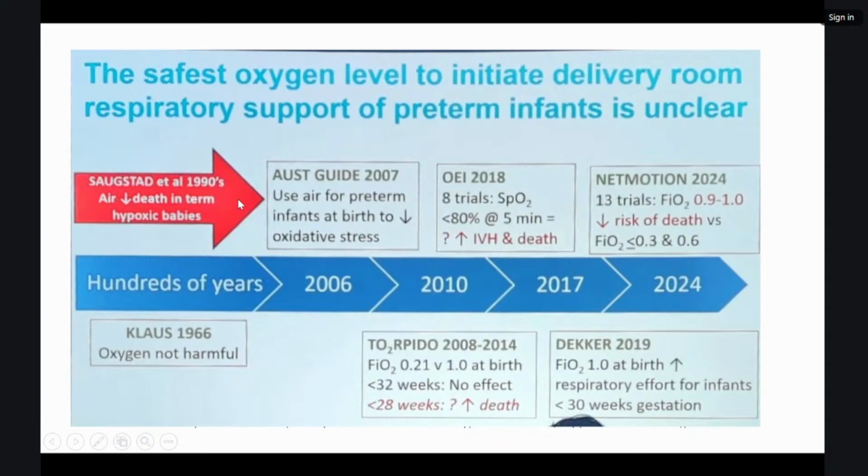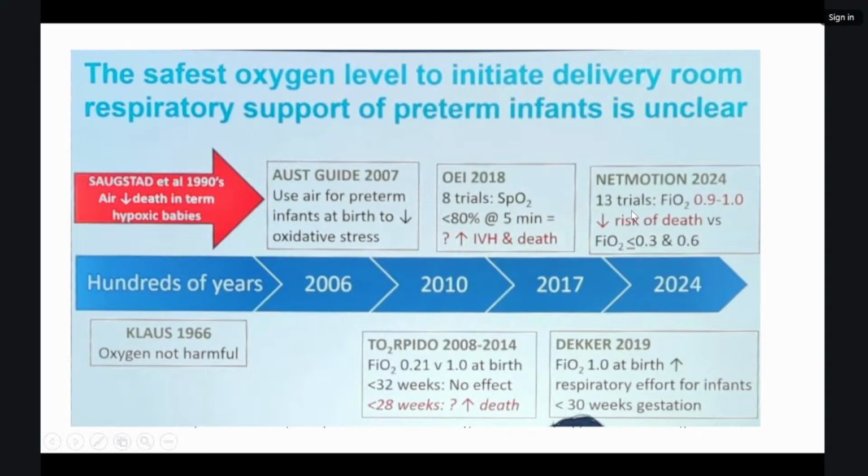Over the years, various studies have been conducted to identify the optimal oxygen concentration for resuscitation of preterm infants. Saugstad et al. in 2007 showed that using air for preterm infants at birth reduces oxidative stress in these newborns. Then Oei et al. conducted the TORPEDO 1 trial from 2010 to 2017, where resuscitation was done with 21% and 100% oxygen. In this trial, in infants born at less than 32 weeks of gestation, there was no effect between 21% and 100%. But in infants at less than 28 weeks, there was increased mortality when resuscitation was done with an FiO2 of 21%.